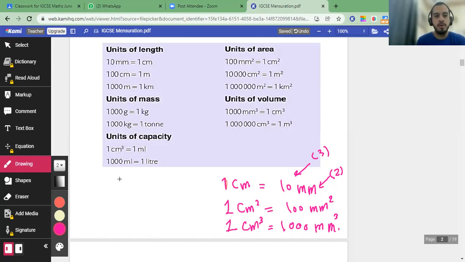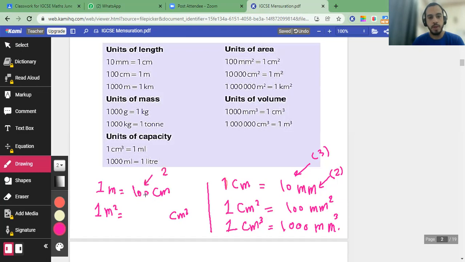For example, 1 meter equals 100 centimeter. If you want to find 1 square meter equals what square centimeter? You put here power 2. So 100 power 2 means 10,000.